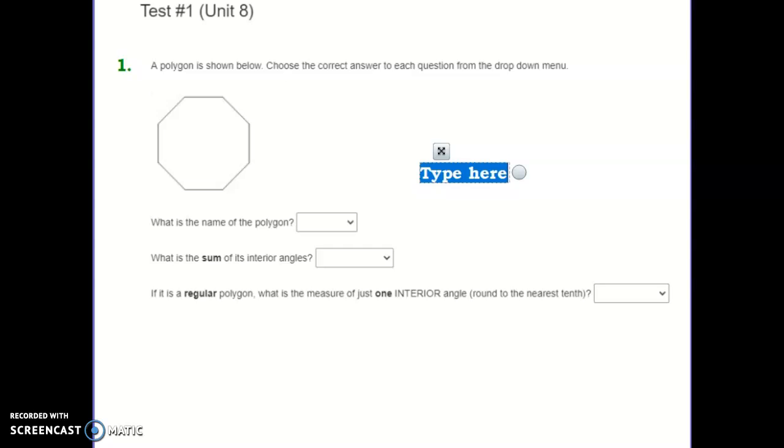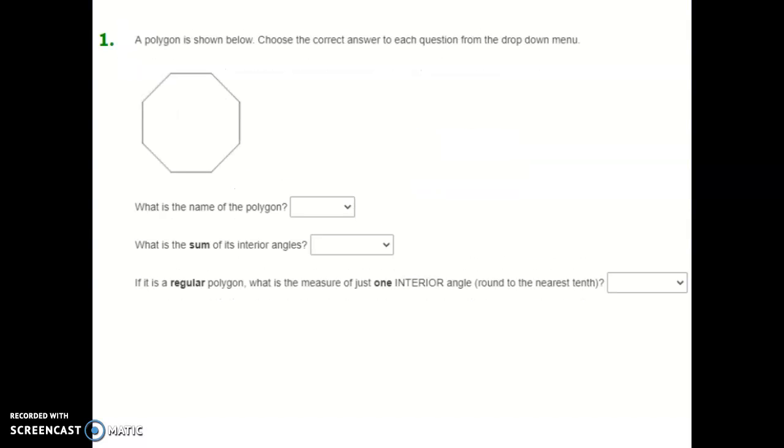All right, here's the polygon shown below. Let's go ahead and count the number of sides. We've got 1, 2, 3, 4, 5, 6, 7, 8 sides. So the name of that polygon is an octagon. Okay. It's an octagon, right?